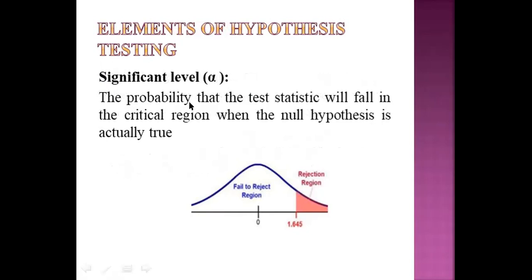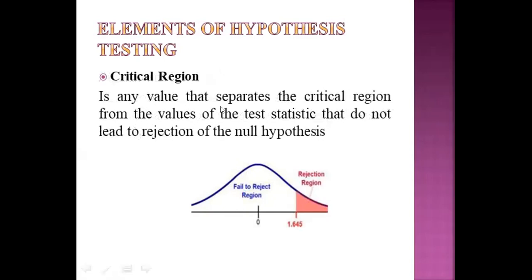Significance level: the probability that the test statistic will fall in the critical region when the null hypothesis is actually true. This area is alpha, or the significance region, which shows the probability that the test statistic will fall in this region when the null hypothesis is actually true. And this is the 1 minus alpha region.